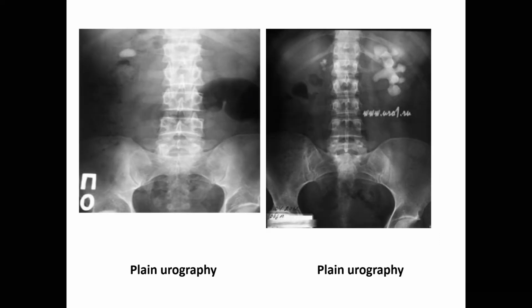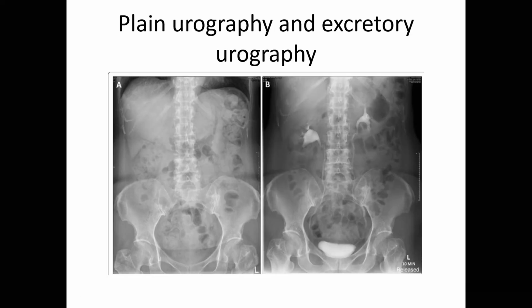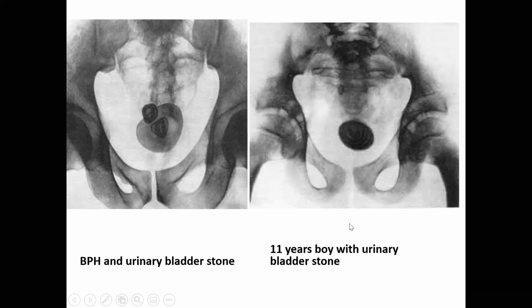The plain urography, and here's the plain urography and excretory urography. You can see we have now detected the kidneys, and here is also, but with intravenous contrasting we can see the pelvic calyceal system, and ureter and urinary bladder, and here the pelvic calyceal system and ureter and the urinary bladder.